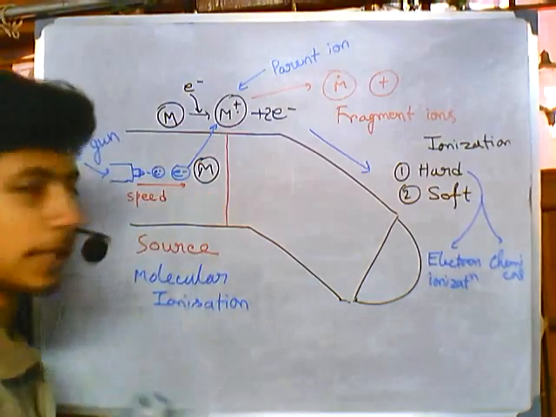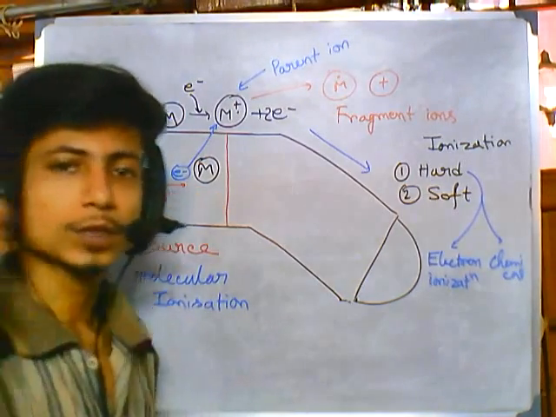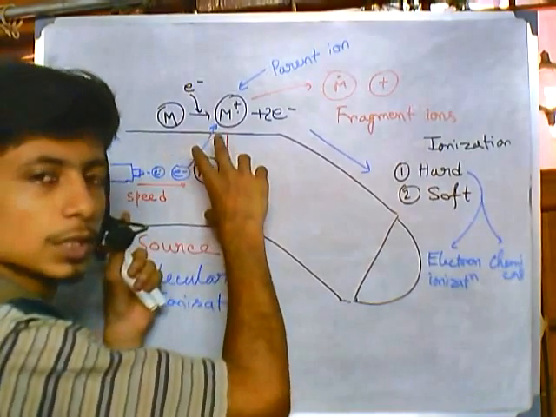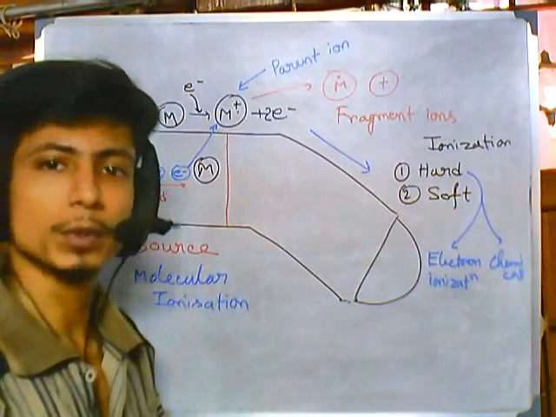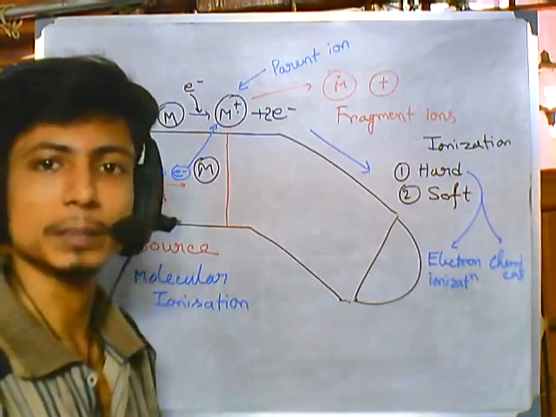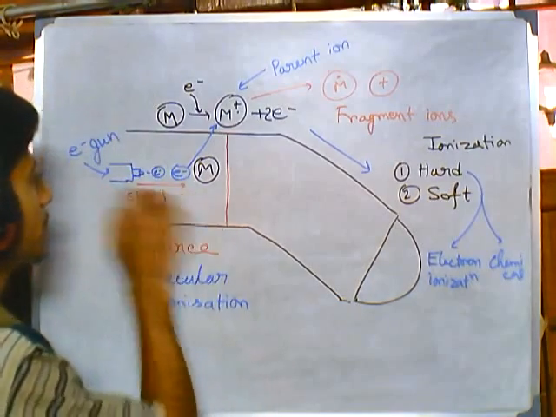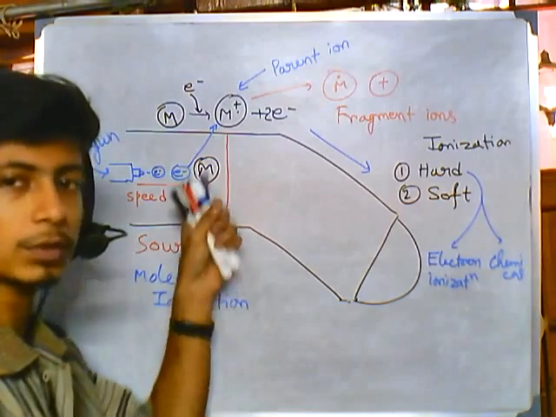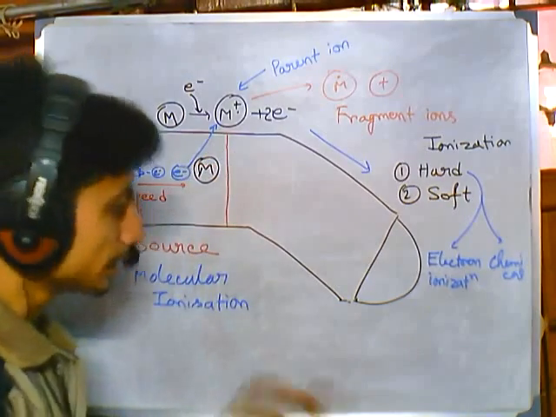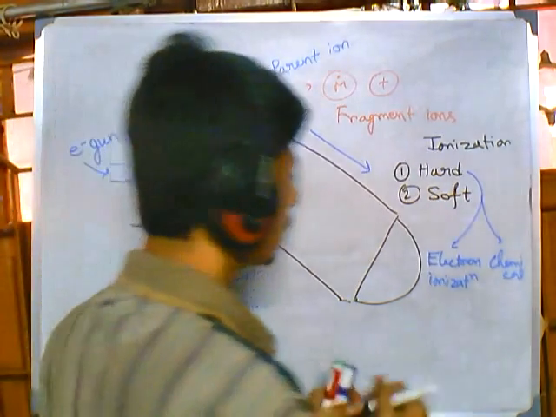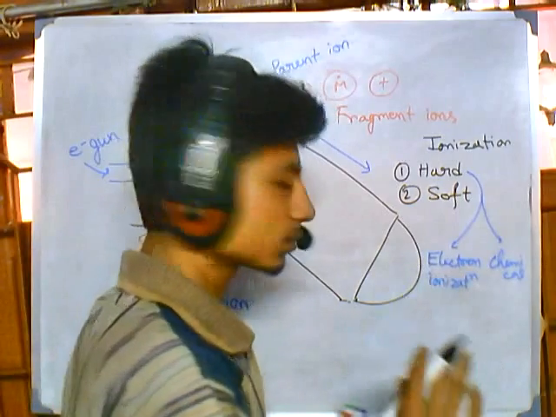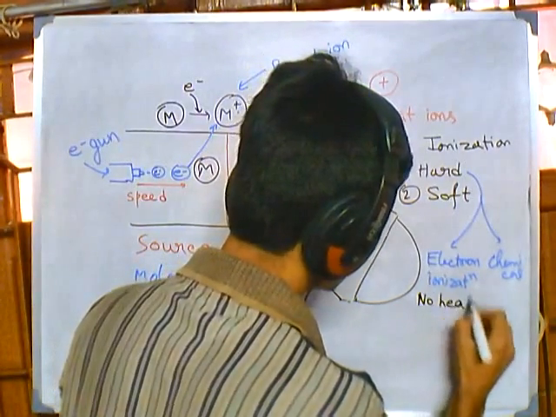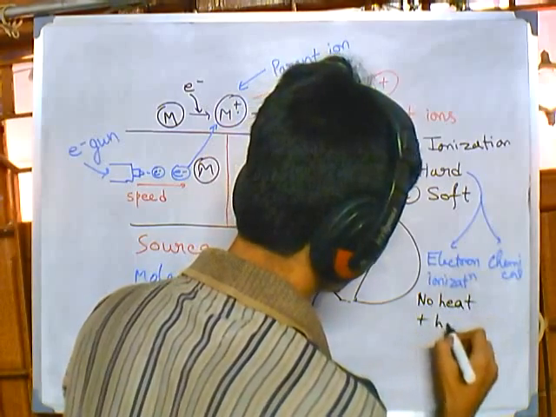We just use this gun, and in this case, what is important is speed. Speed of this electron is very important. So we are throwing the electron at high speed into this particular source, and this source is also under vacuum. The vacuum condition is maintained for this electron to go and hit this molecule to generate the molecular ion. Now on the other hand, we can do it without any heating, and with heat is also possible.